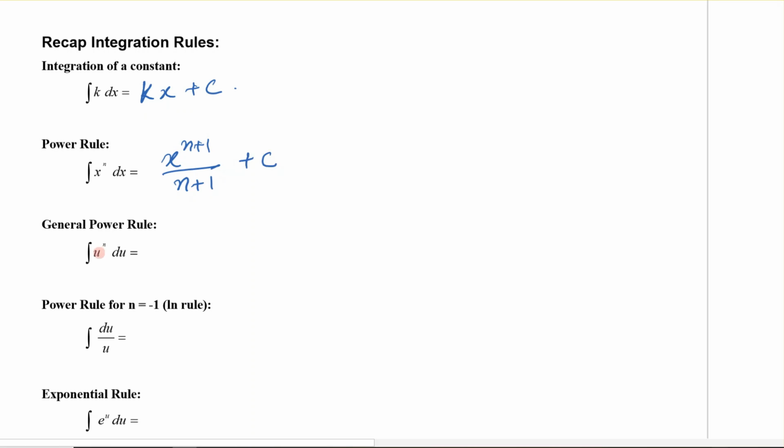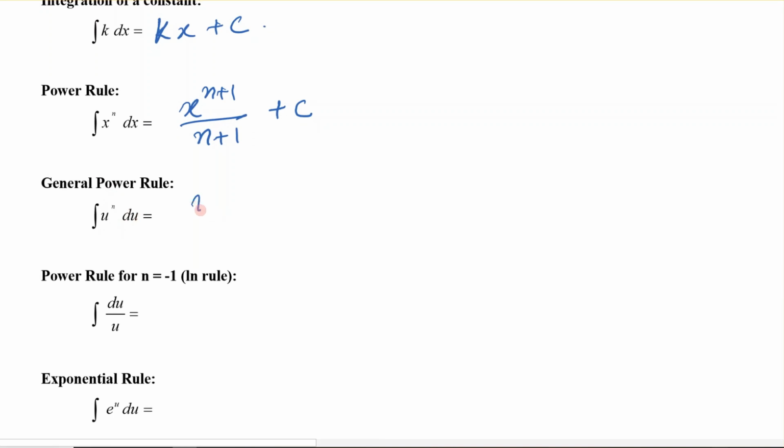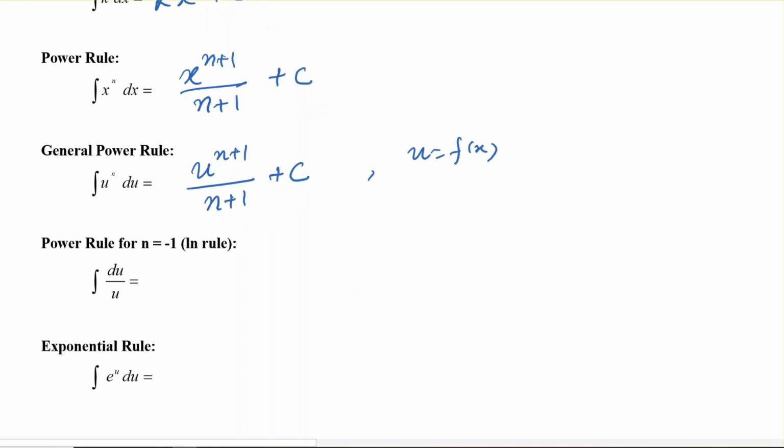If you have another variable in place of x, the integral of u raised to the power n du, it's the same thing: you increase the power by 1 and divide by the new power plus c. Here our u is a function, so this is our substitution rule that we learned. Then we learned that the power should not be -1. If the power is -1, we have our ln rule, which means the result is ln of the absolute value of u plus c. This is our substitution again, in logarithmic form.